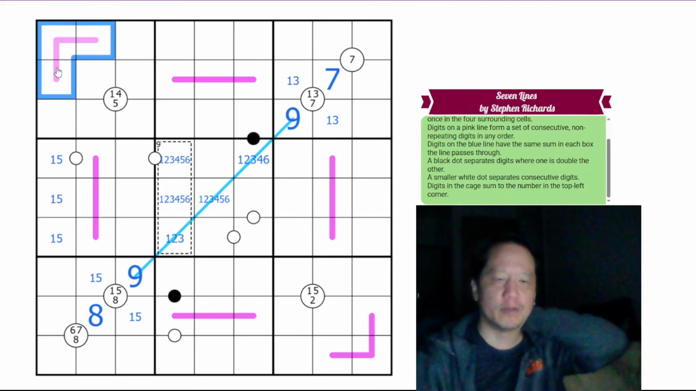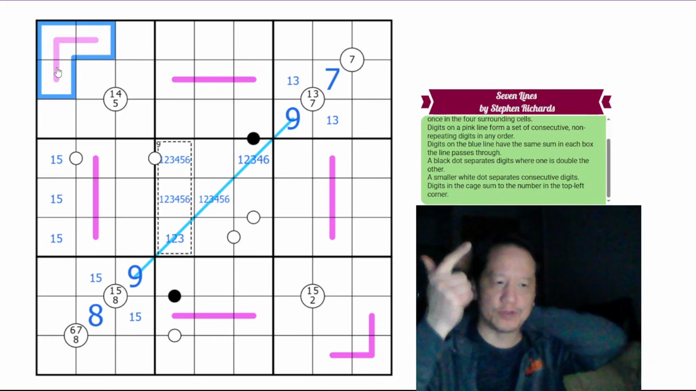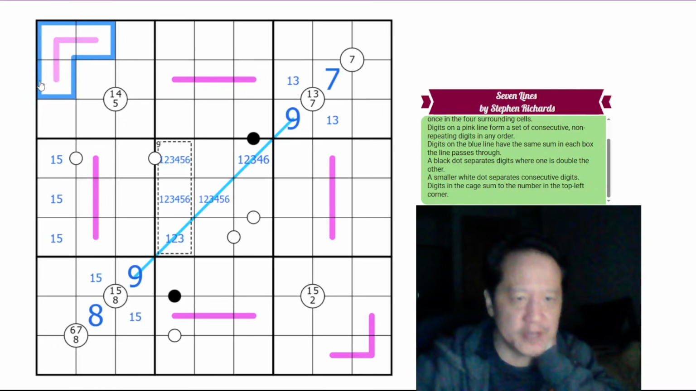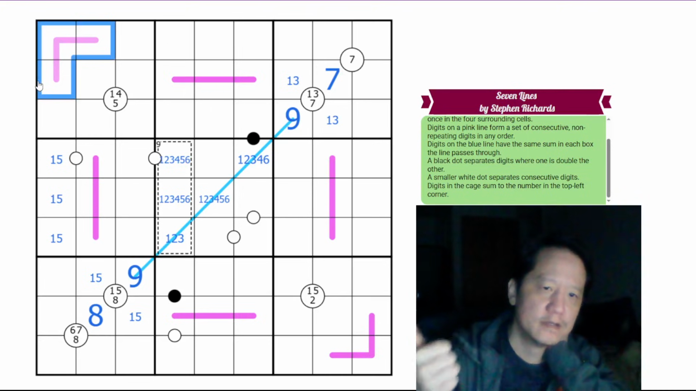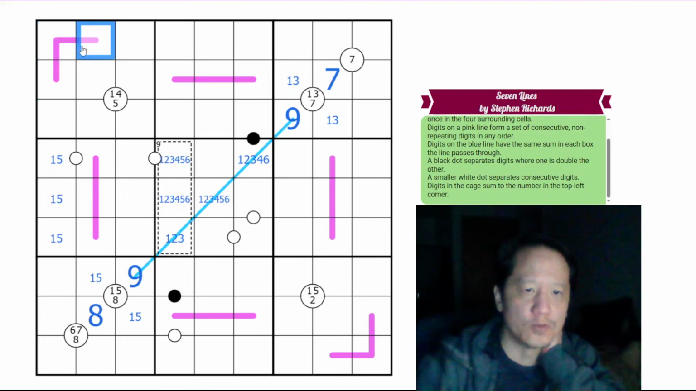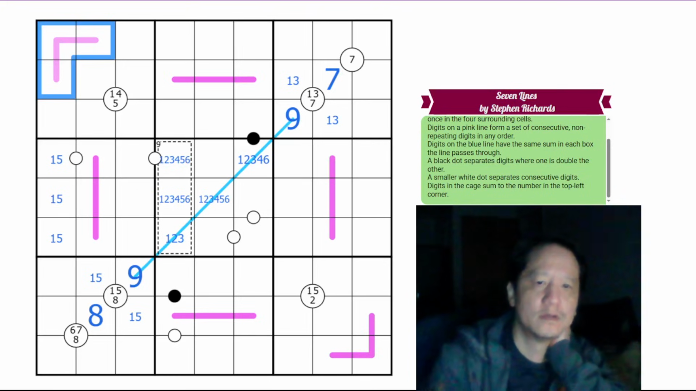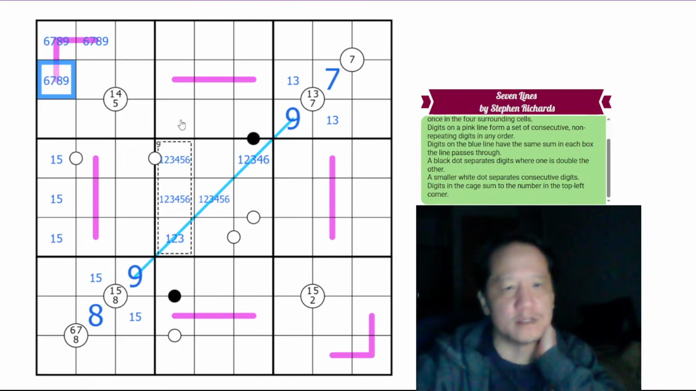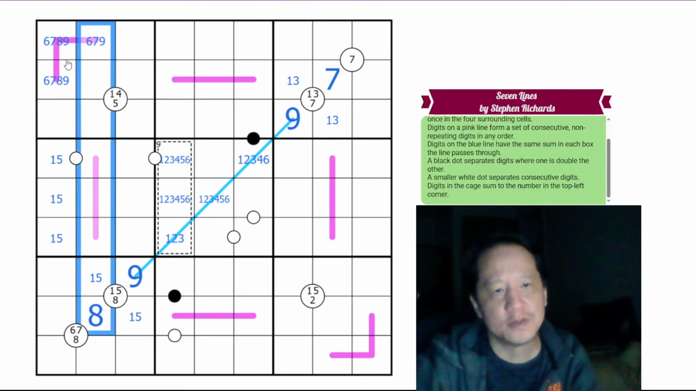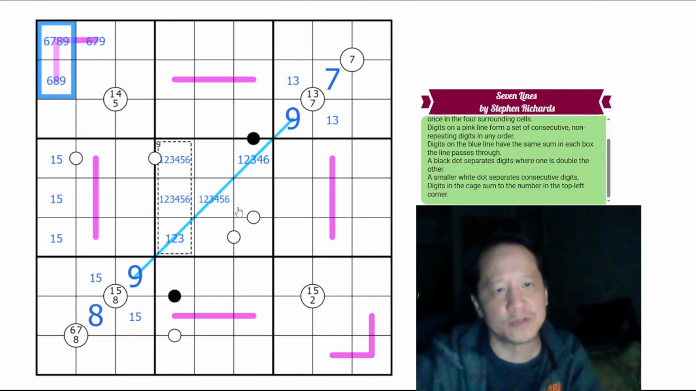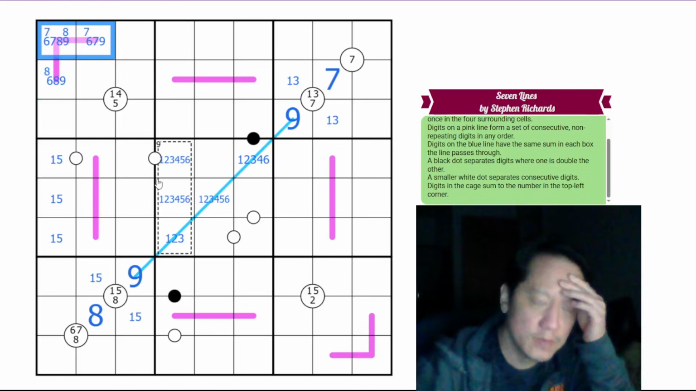For a 3-length renban here, you cannot have 2 and 3. So this must be 6, 7, 8, or 7, 8, 9. We're guaranteed either way this must be 6 or 7. Or 7, 8, 9, which means this can't be 8 because of 8 in the column. This can't be 7 because of 7 in the column. So 8 has to be one of these two, and 7 must be one of these two.